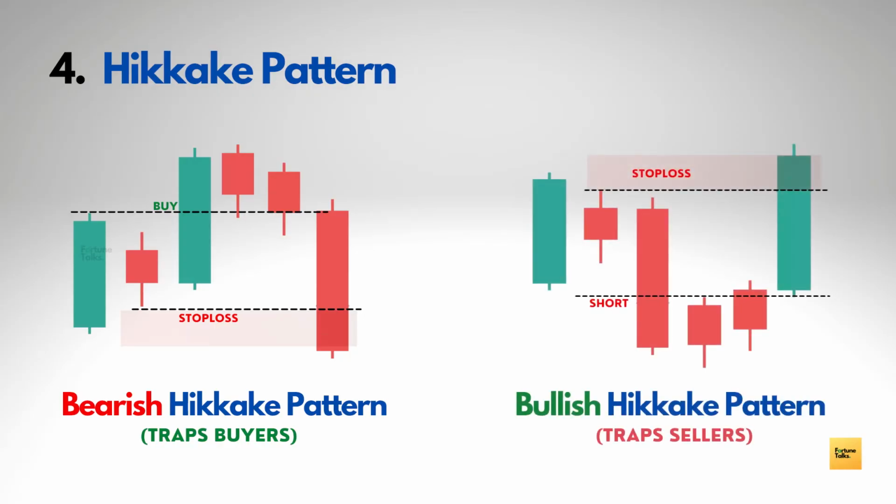The second one is the bullish hikkake pattern, which actually entices the bears or the sellers into shorting the market, only to trap them and reverse the price against their position. Now the hikkake pattern can be traded the same way you trade an inside bar, which we will discuss as we move along this video.